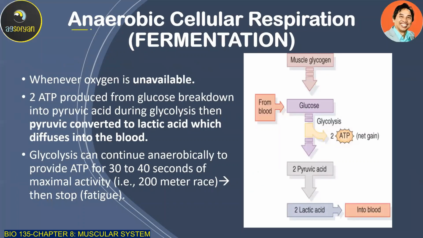Now this is anaerobic respiration, which is called fermentation. Again, the glucose will be used for glycolysis, and it only produces 2 ATP and 2 lactic acid that will go to the blood, and it can actually poison the blood. So it is not good for the blood.